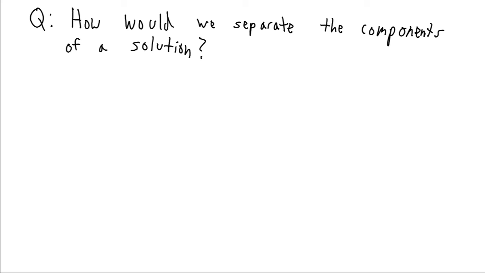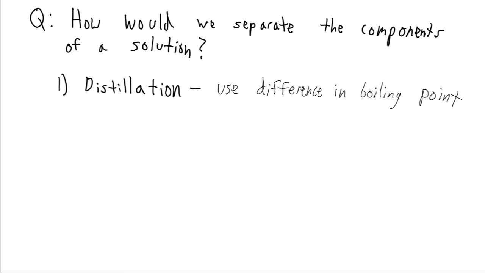Well, there are a few methods which are common. One of these methods is distillation. This is where we use a difference in boiling point to separate substances. We mentioned doing this for our salt water. We could evaporate the water from the salt. We could increase the evaporation rate by increasing the temperature.